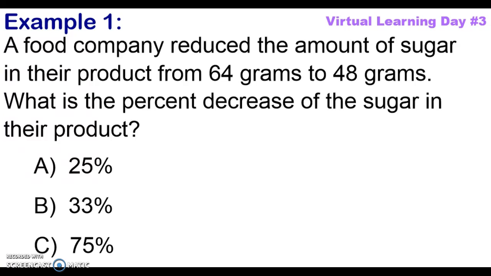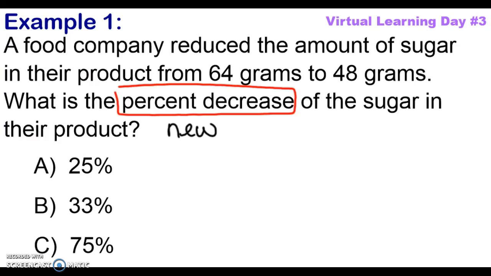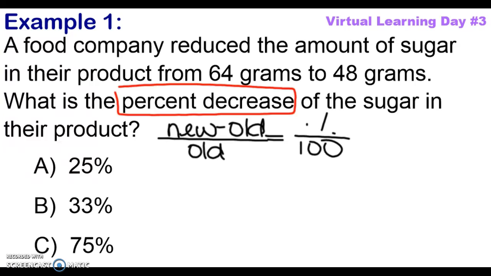A food company reduced the amount of sugar in their product from 64 grams to 48 grams. What is the percent decrease of the sugar in their product? Well, the first thing that you notice is that it asks for the percent decrease. And we talked about a formula where we want to take the new number of whatever we're talking about, subtract the old number from it, and then divide it by the old number. And then we're going to set that to the percent over 100.